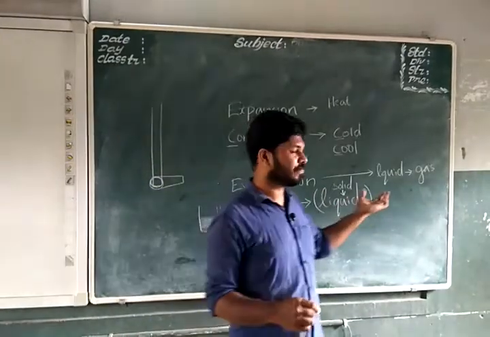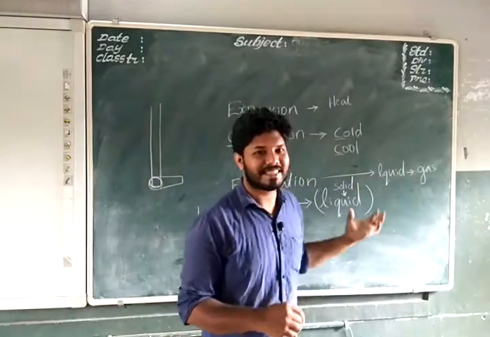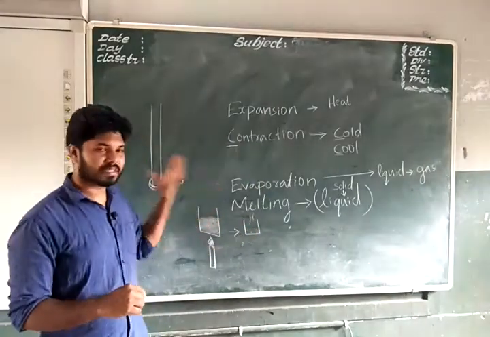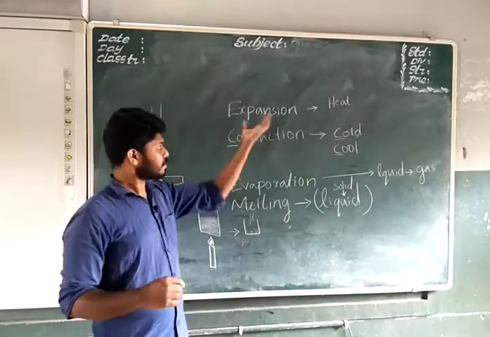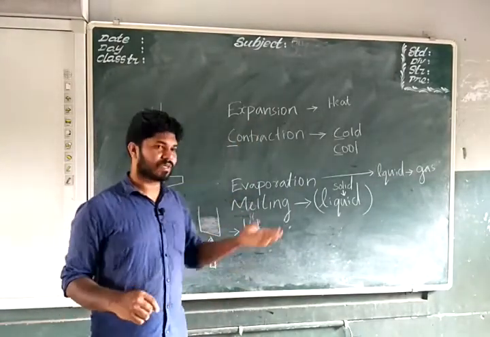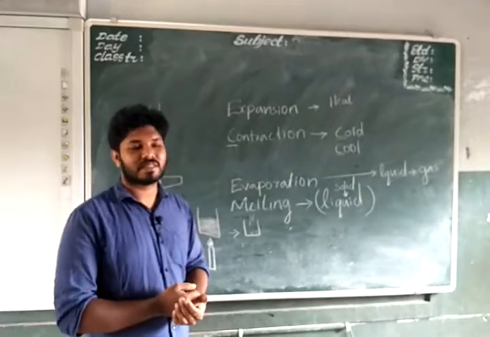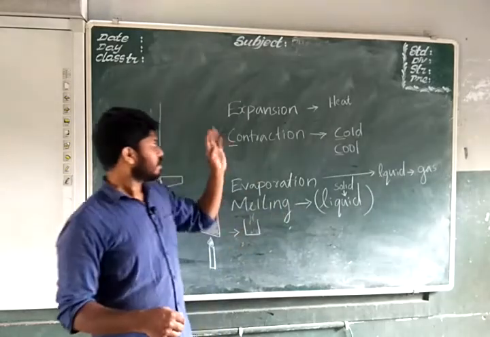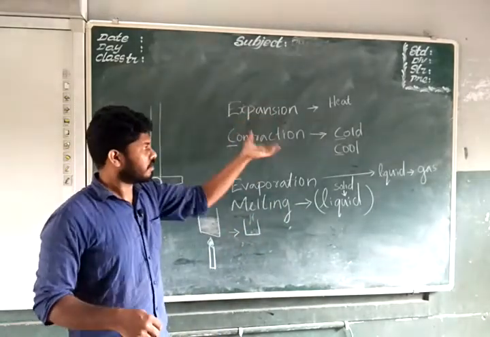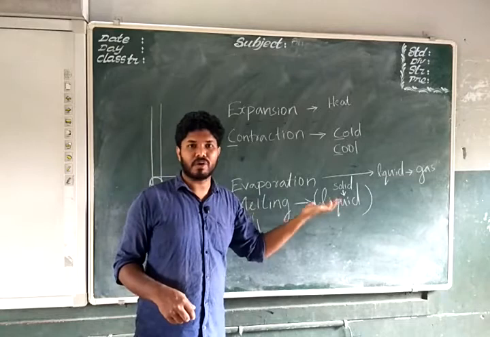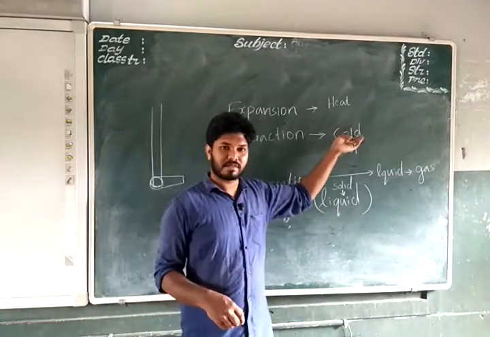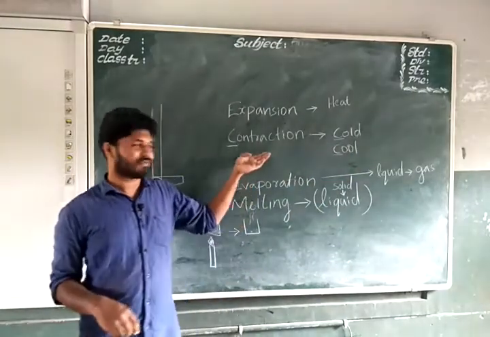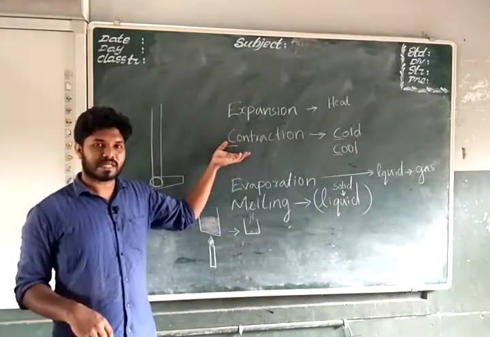Evaporation means the changing of liquid into gas, which we already discussed in the last class. So these are the topics to be discussed in this chapter: what are changes, what is expansion, what is contraction, what is evaporation, what is melting, and how they are done. Evaporation and melting are done by giving heat. Expansion is also by giving heat. Contraction is by allowing it to cool down. So it's the only process where we see cooling down.